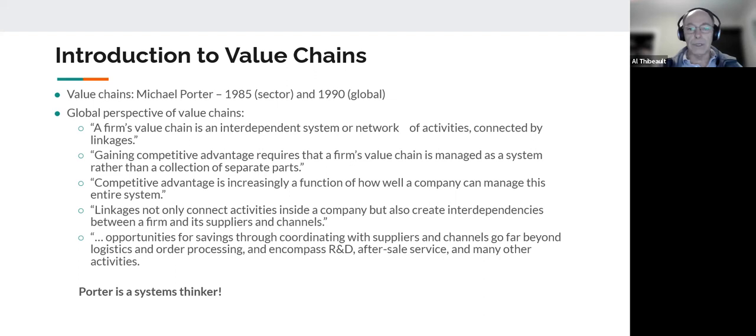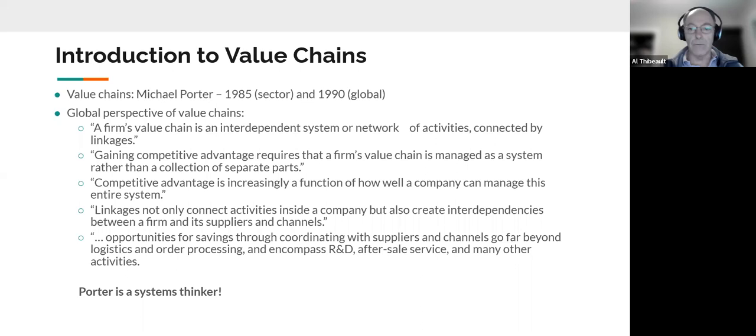This is really important because at an individual firm sector, the value chain starts to look a lot like the supply chain. This is where some of the interesting use of the term value chain starts to emerge. In 1990, he published Competitive Advantage of Nations, where he extended the value chain concept to international competition. He never used the term global value chains. That came later. Professor Gary Gereffi down in North Carolina, I think, was one of the first to use it.